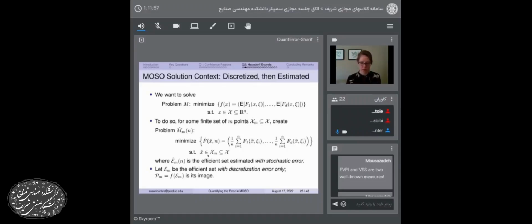And then at each of those points, we're going to get an F hat estimator by just taking a sample average. So E hat sub M of N is going to be the efficient set estimated with stochastic error on the discretized space. EM is the efficient set with discretization error only. If we could observe it for real, remember we're pretending we have the solution right in our hand, we can observe the true values at those M points. And then PM is going to be the image of the true solution for the discretized problem. So the key notation here is E hat M of N is estimated and discretized, and these others are just discretized.